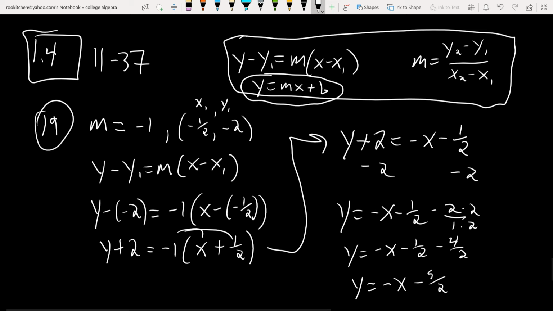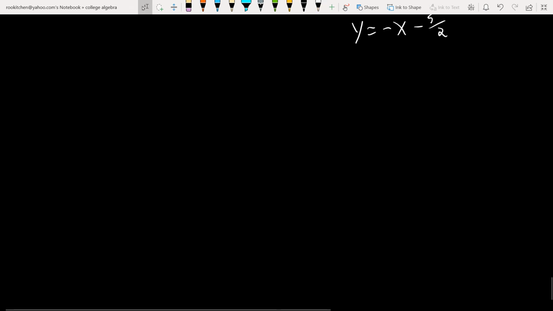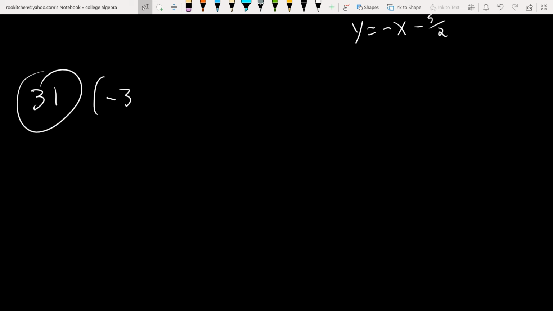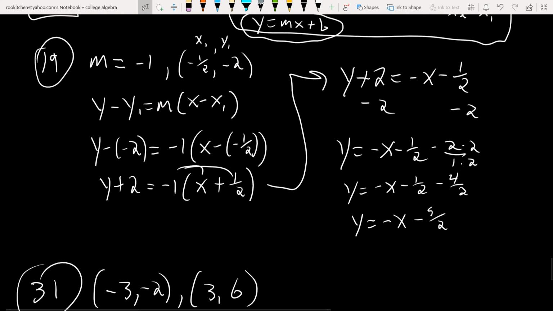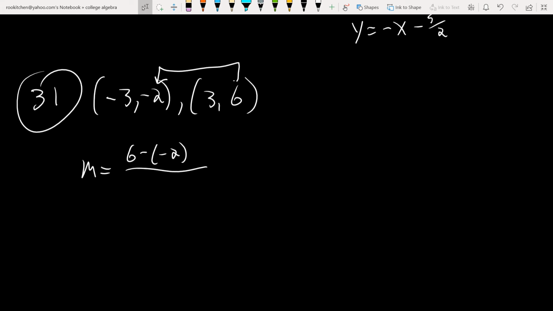Okay. Let's look at another. So in problem 31, what they're doing is giving you 2 points, and then you have to do the same game. Okay, -3, -2, and 3, 6. So we need a slope. In the last problem, they gave you a slope. Now we need to find that slope. So, m equals, and I go y2 minus y1. I always draw these brackets to help me keep things in order. And then 3 minus -3.